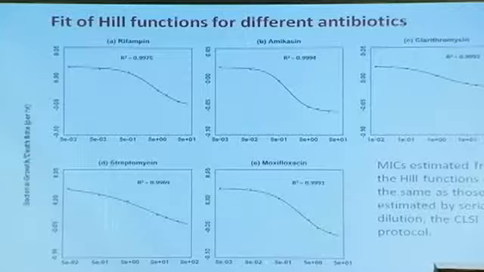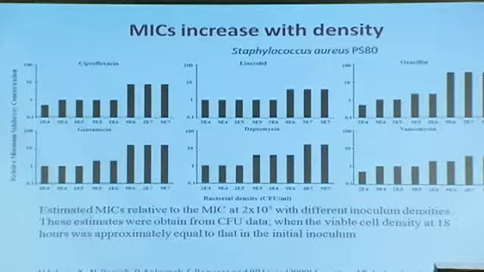So Hill functions give you a broader view of the pharmacodynamics of antibiotics of very different classes. We've done this with staph, with E. coli, and now with Mycobacterium marinum. And the other thing we've done is show that MICs change dramatically with density. In the case of oxacillin, for example, if you go from the standard 5 times 10 to the 5 to something on the order of 10 to the 8, you're getting a 40-fold increase in minimum inhibitory concentration.